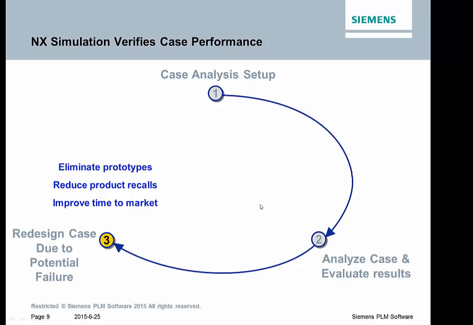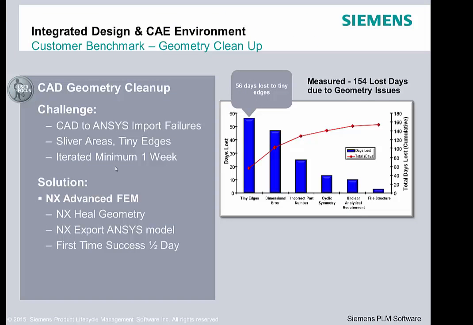So we've shown within CAE, again, you can eliminate prototypes by doing analysis on the computer before or during the process of building prototypes. Since you're catching errors early on, you're going to reduce the number of product recalls, and your time to market will be shorter than had you not done the analysis in CAE.